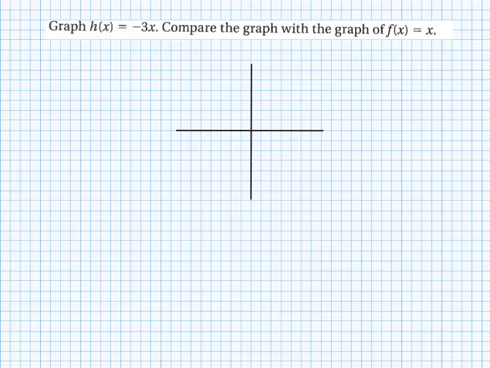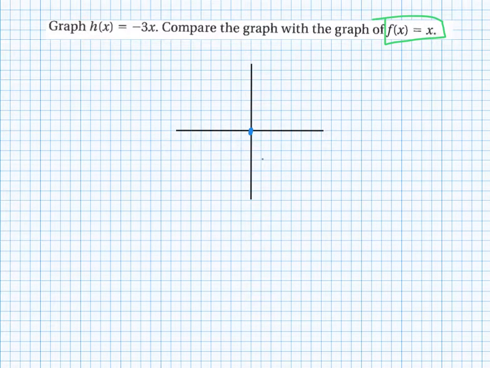We want to graph h of x, which equals negative 3x, and we're going to compare it with our parent function again. So h of x equals negative 3x. It doesn't say plus 5 or minus 2, so the y-intercept is 0. So let's put our y-intercept right at the origin, and our slope is negative 3 or negative 3 over 1.